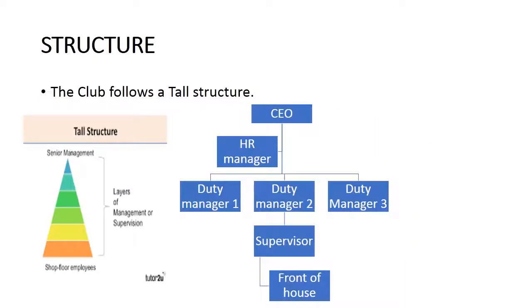The structure of the club follows a tall structure. Completely, there is a CEO, afterwards 1 HR manager, 3 duty managers, 1 supervisor, and all the staff which is working in the front of house. The tall structure suits this club because the club is of small size.